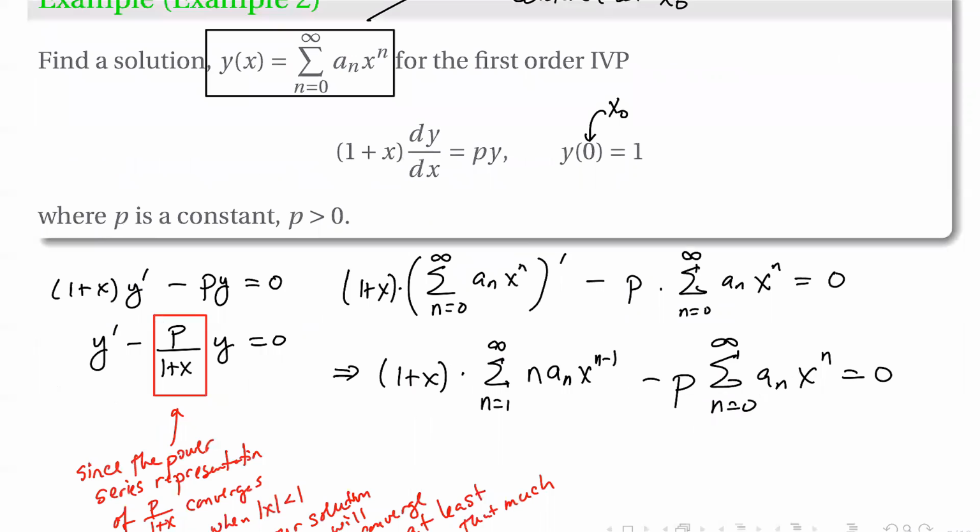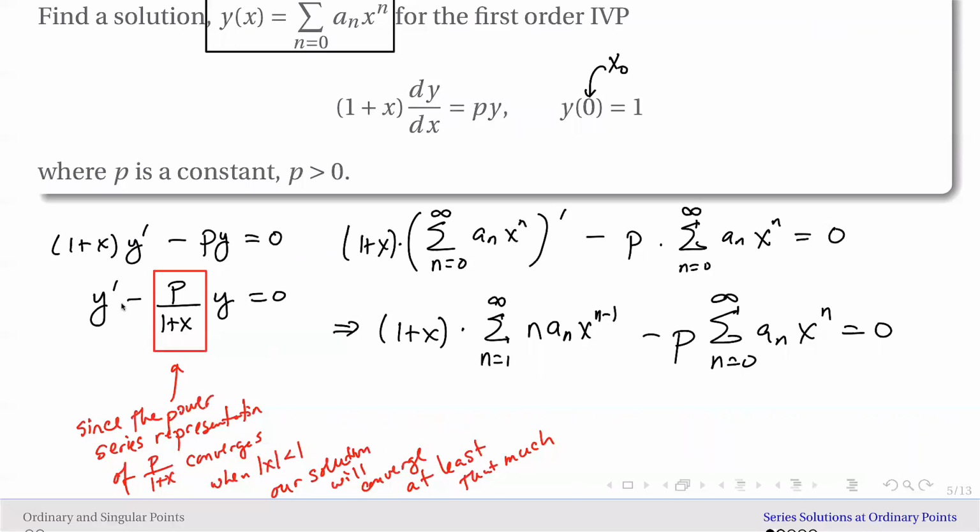We're further looking at the equation in this form to check out what this function is. We'll talk more about that today. Whatever the power series representation of this term is going to dictate the radius of convergence of our solution. So we'll have more to say about that after we get some examples under our belt.